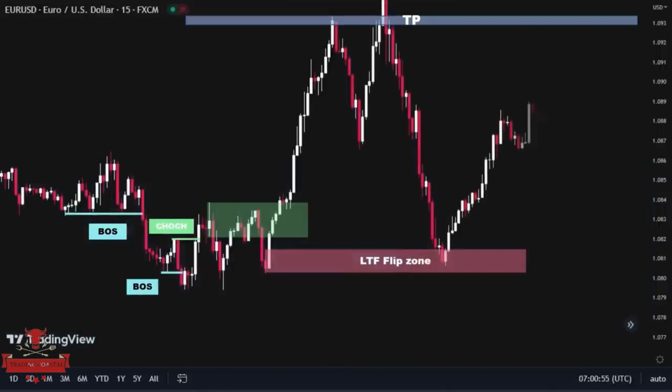As we can see, our order has been activated and we have successfully entered the market. Now, as you can see, our take profit has been hit and the trade has been closed with a profit.